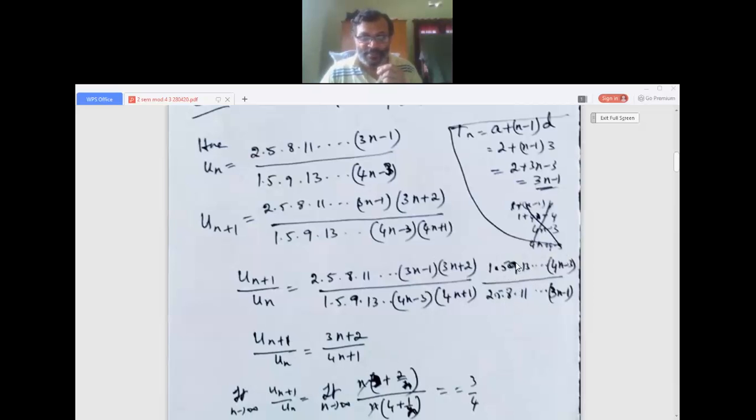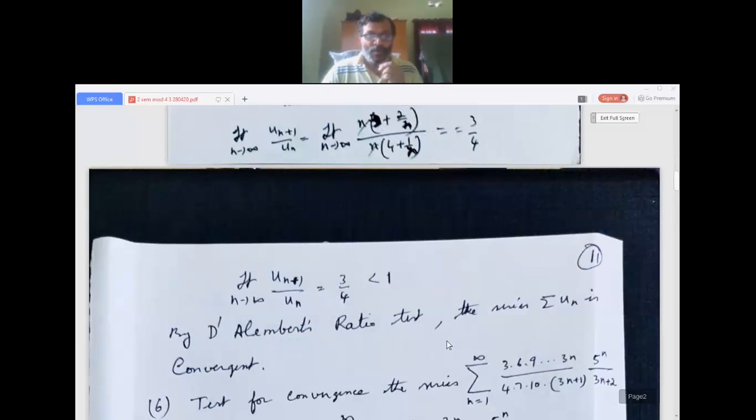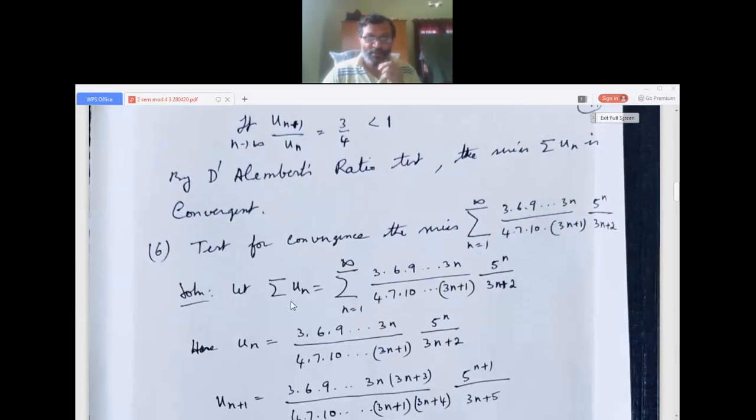So everything cancels, leaving 3n plus 2 by 4n plus 1. Then apply the limit. You know how to apply the limit; you studied a lot of problems in first semester and also in PUC. When you apply the limit, n outside, 2 by infinity is 0, 1 by infinity is 0, so we get 3 by 4. So un plus 1 divided by un is 3 by 4, less than 1. So by D'Alembert's ratio test, the series sigma un is convergent.